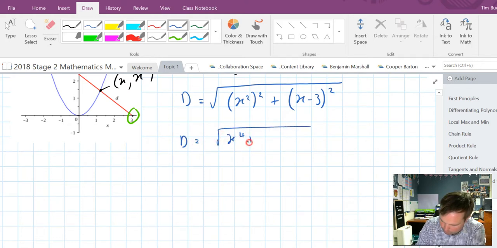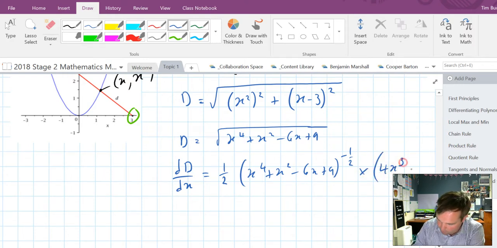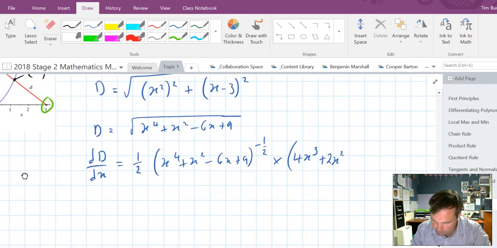x to the 4 plus x squared minus 6x plus 9. And then I'd be differentiating this. So the change in distance with respect to x looks like a half x to the 4 plus x squared minus 6x plus 9 to the minus a half, multiplied by the derivative of the inner, which is 4x cubed plus 2x, minus 6.